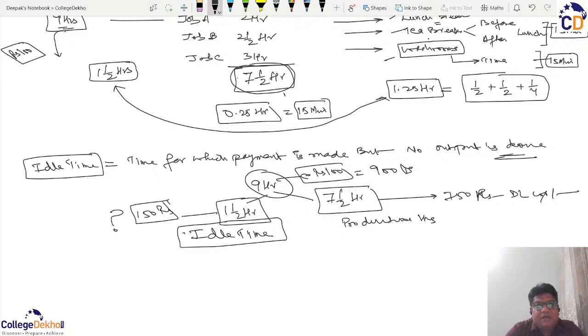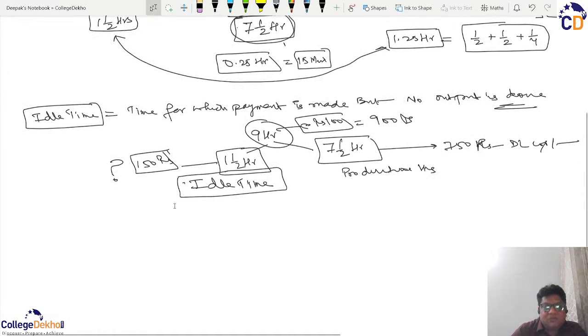That idle time, we are not saying that it is a wastage of time, but what we are worried about is that it is the time for which the payment has been made, but because no output is done, we cannot charge it to the direct labor cost. So because the payment is made, there is an accounting issue. So for where and how and to whom this cost is to be transferred, that is our point of action.